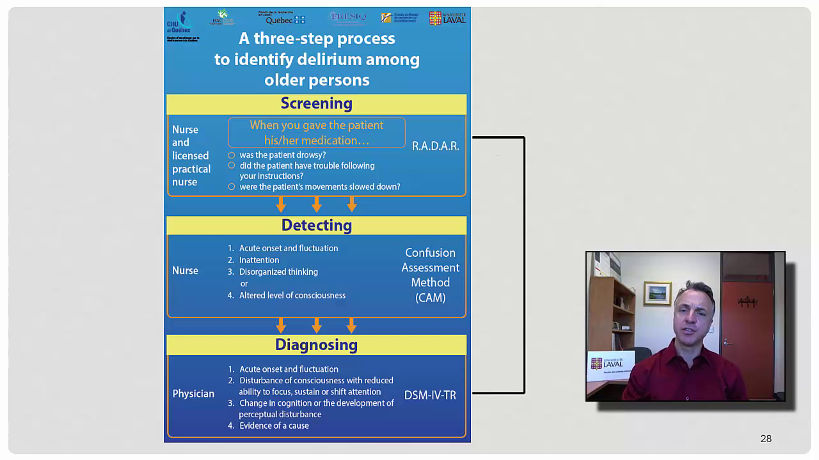But if you're not sure, if there's a positive radar but at the same time the patient or the resident has comorbidities and you're not sure, what you can do is to do a CAM. Then you have a positive radar, then you do a CAM, and depending on the results of your assessment with the CAM, then you can contact the physician or not. But I remind you that most of the time you can go directly from the radar to the physician.